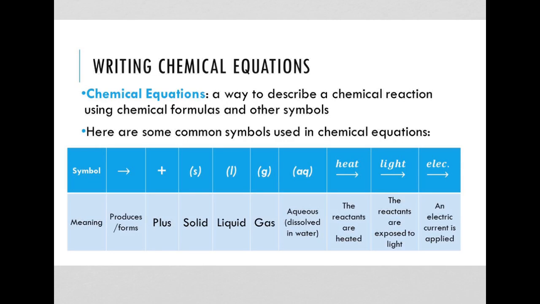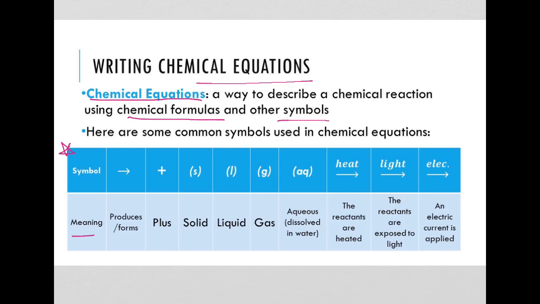In this video, it's sort of an introduction to chemical equations and writing them. Chemical equations are going to be a way that we describe a chemical reaction using formulas and other symbols. So here are some common symbols you're going to need to know when looking at chemical equations. On the top we have symbols, and on the bottom we have the meanings of those symbols.